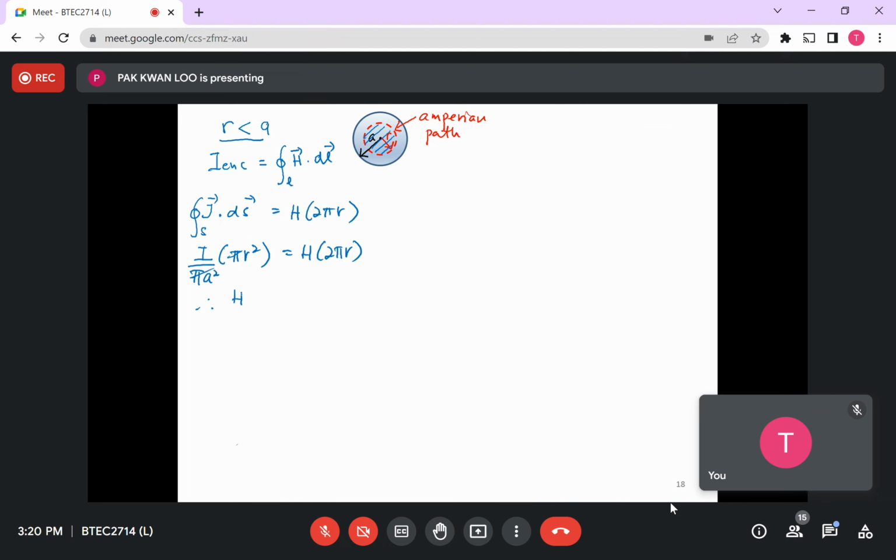So therefore, the magnetic field is then I divided by r over 2 pi a square, in the phi cap direction. Okay, in the phi cap direction. So this way here, in the phi cap direction.